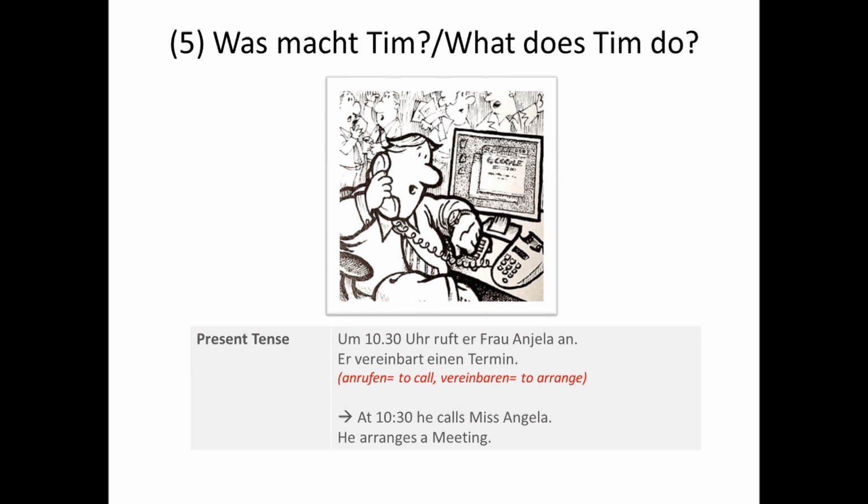Vereinbaren is the verb. Yes, vereinbaren is a verb that means to arrange a meeting. Einen Termin means meeting. He arranges a meeting. At 10:30 he calls Miss Angela, and after that he arranges a meeting. So Termin vereinbaren: Termin is a noun and vereinbaren is a verb, and they always come together. Whenever we say to arrange a meeting, we always say Termin vereinbaren.